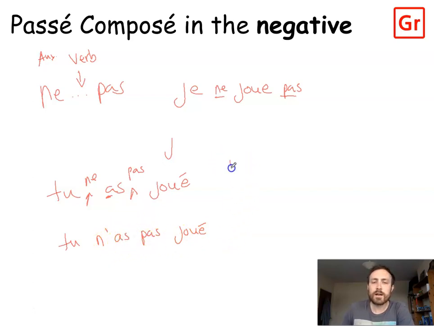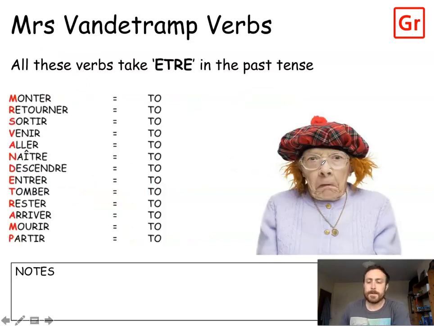Another example: if we had nous avons joué, that would be we played this time. We find our auxiliary verb, which is here. We take our n' and we put our pas here. Now that becomes we didn't play instead of we did play or we played. Okay, so that is how we form the negative with the passé composé.